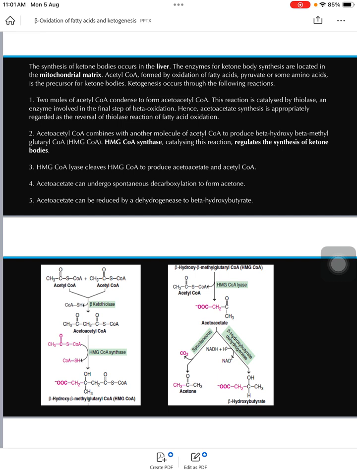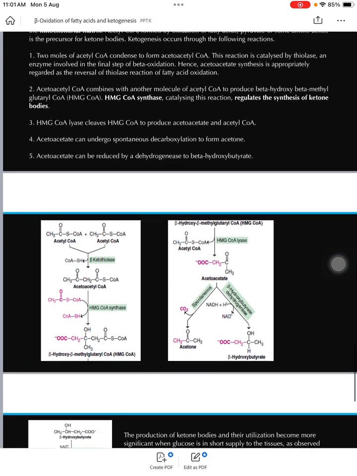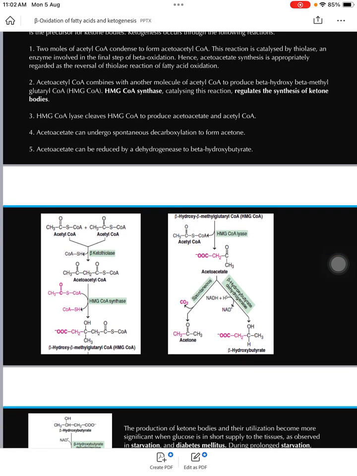Ketogenesis occurs through the following reactions. First one, 2 moles of acetyl-CoA condense to form acetoacetyl-CoA. This reaction is catalyzed by thiolase, an enzyme involved in the final step of beta oxidation. Hence, acetoacetate synthesis is appropriately regarded as the reversal of thiolase reaction of fatty acid oxidation.